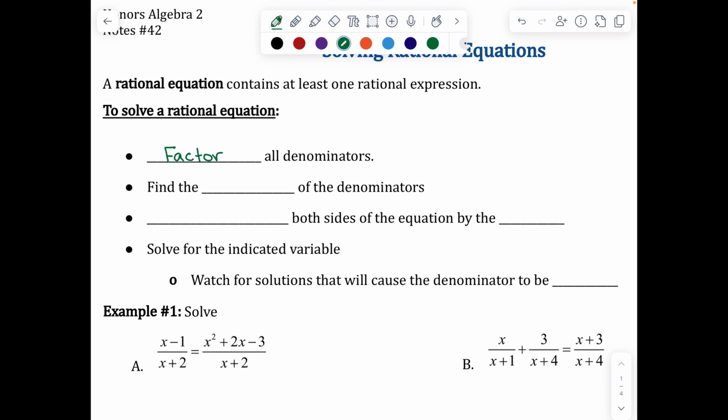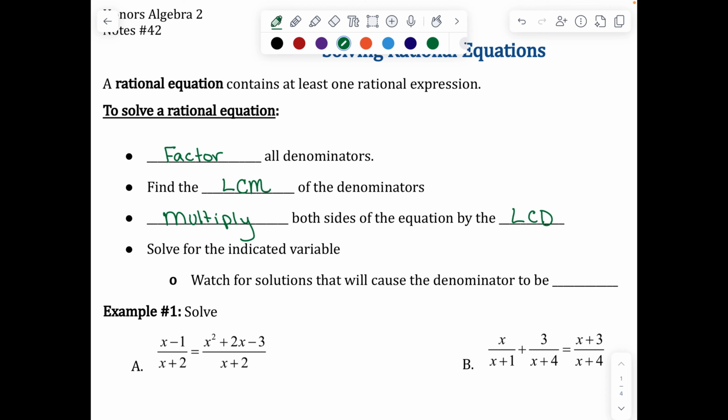We're then going to want to find the least common multiple, or LCM, of the denominators. Once we do that, we're just going to multiply both sides of the equation by our LCD. So remember, LCD is the same thing as an LCM. We're just using it in the denominator, so least common denominator. Then we're going to want to solve for the indicated variable.